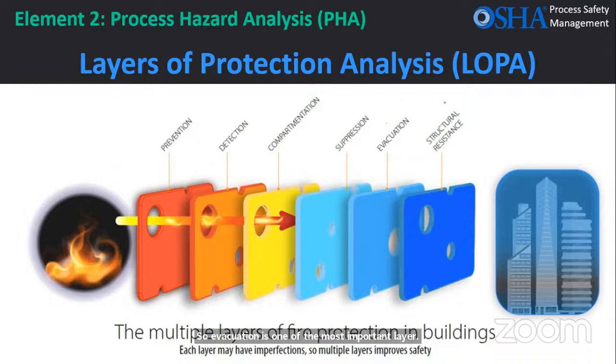The structural resistance: the material that the plant equipment is constructed from, the material and structure of the building, the structure of the plant, the distance between the equipment. This is a layer of protection that saves equipment from being affected by another piece of equipment that is already at risk.